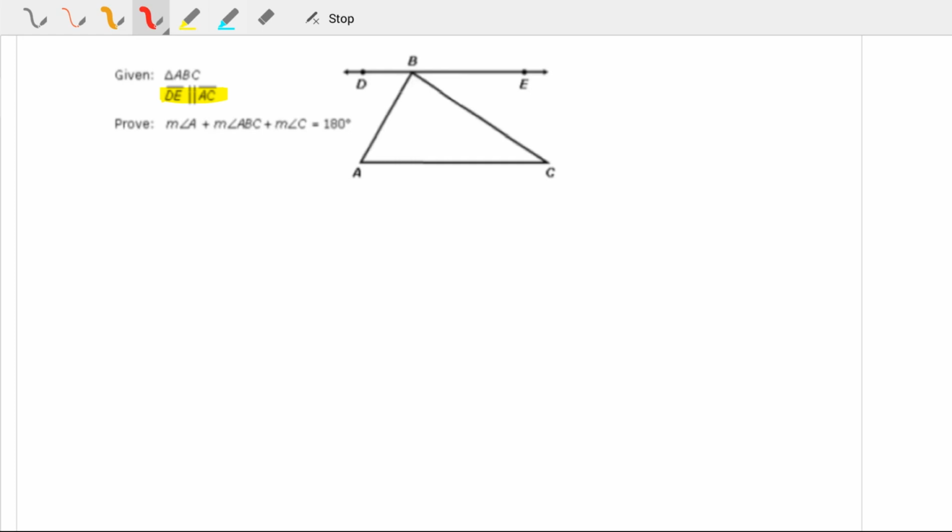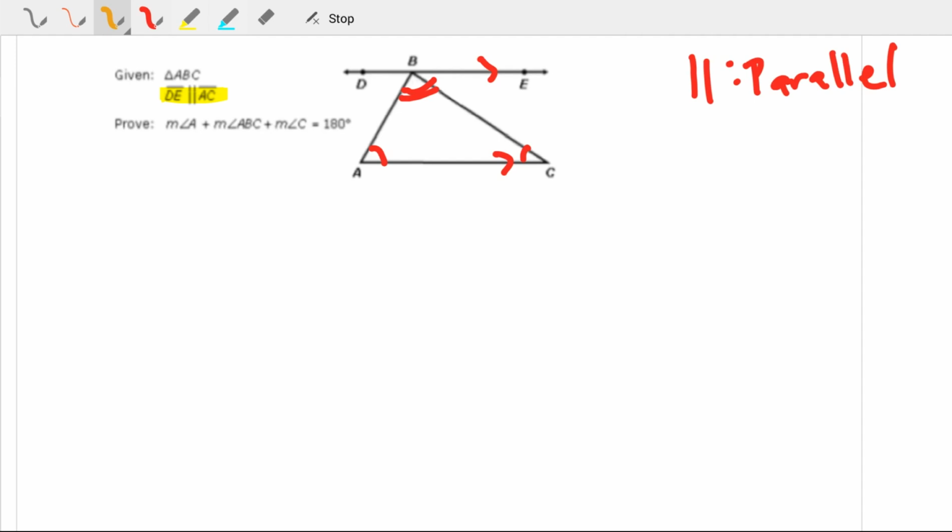All right, so given that you have triangle ABC, which we see the triangle there, given also that DE is parallel, that's what those two lines mean. For those of you guys that forget, this is the same thing as saying parallel. So I'm going to do that just to indicate those two lines are parallel. Prove that the measure of angle A, which is talking about this one, plus the measure of angle ABC, so based off of the name, it's this one, plus the measure of angle C is equal to 180. So basically you're just trying to prove the theorem that we know already, that we've used so much.